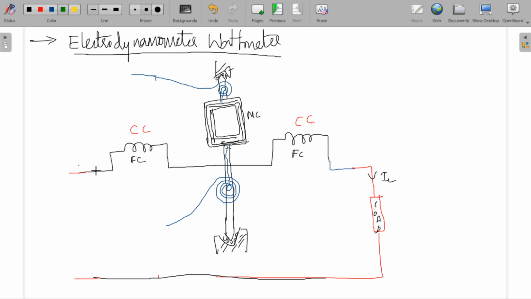Now, coming to the terminals of this instrument: M, this is M and this is L. L means load side. M stands for mains. L stands for load. Sorry, this terminal is C, this terminal is V.